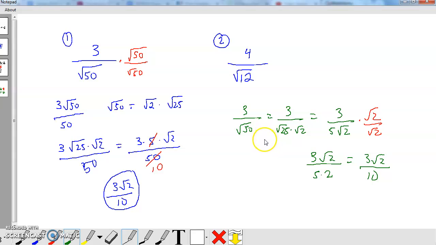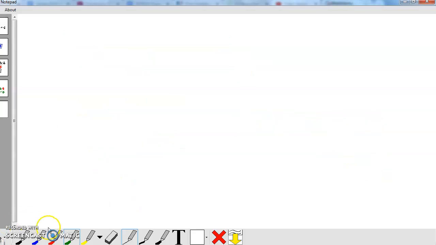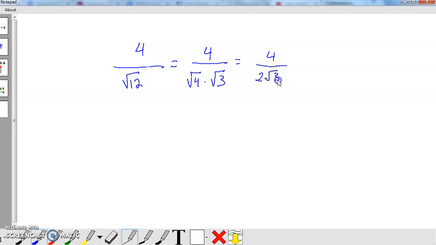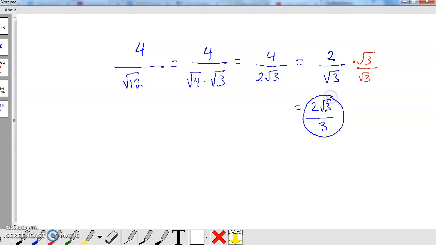All right, so let's try the second one. I'm going to do it on a separate page. So it's 4 over root 12. Let's simplify root 12. Root 12 is really made up of radical of 4 times the radical of 3, which ultimately will be 2 root 3. The 2 and the 4 simplify first, leaving 2 over root 3. I'll multiply top and bottom by the fraction of 1, root 3 over root 3. So ultimately I will get 2 root 3 all over 3. Nothing can simplify out. That is our answer.